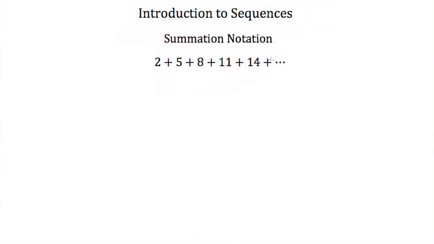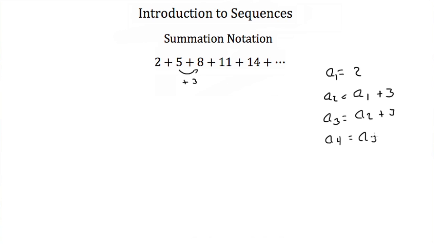Now here we have a sequence, and the sequence values are being added together: 2 plus 5, plus 8, plus 11, plus 14. If I want to write this in summation notation, I need to first come up with the explicit formula for this sequence. Well, A1 is equal to 2, and A2 would be equal to A1 plus 3. A3 would be equal to A2 plus 3. A4 would be equal to A3 plus 3.